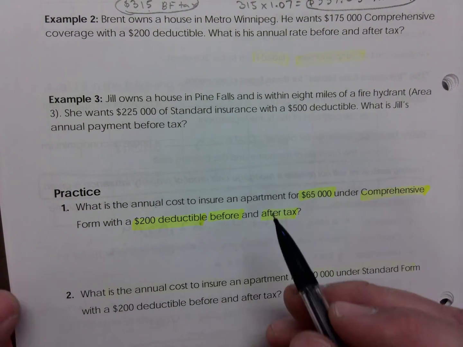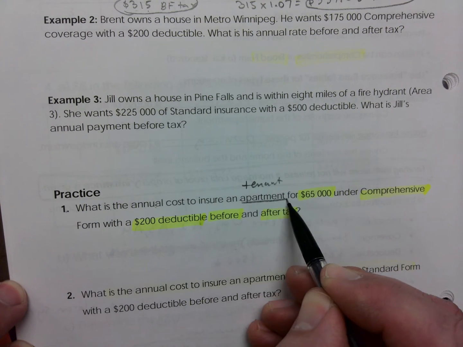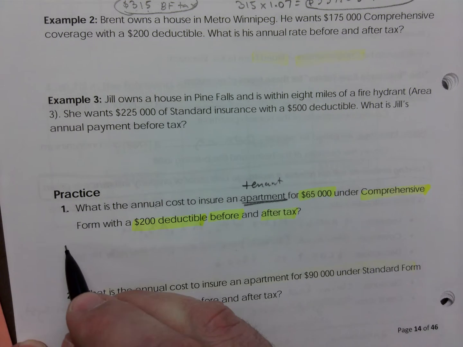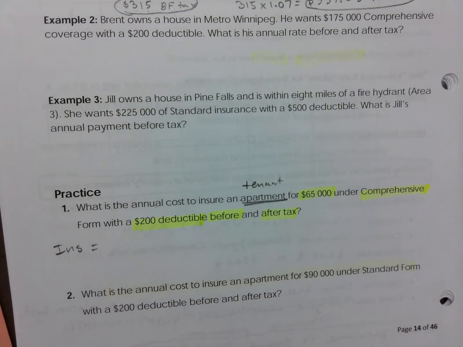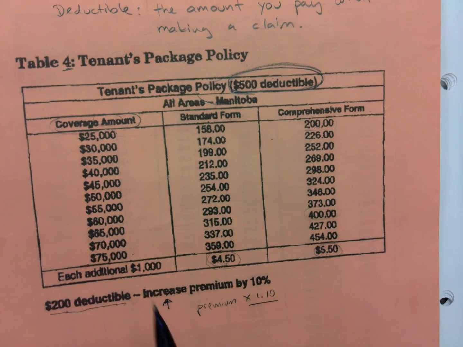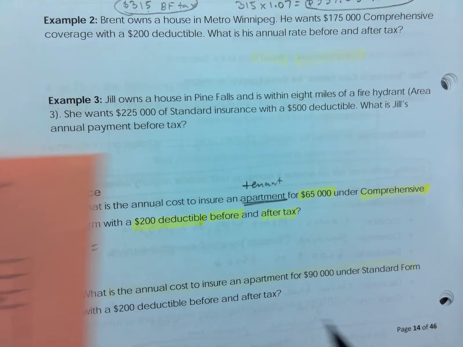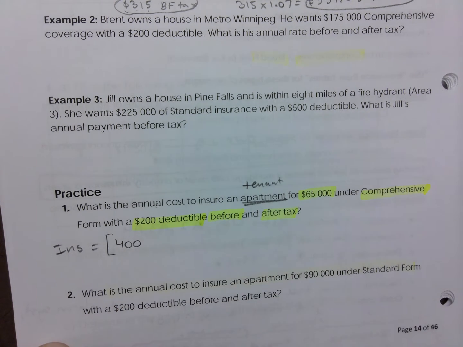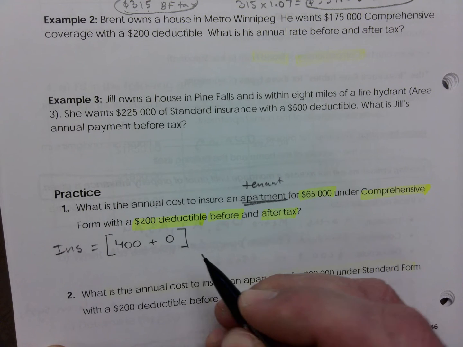So this is an apartment, right? So this will be tenant insurance because of this. So we're sticking to that easy chart, okay? So let's use our formula. Insurance is equal to table rate. You grab this, 65,000. In this case, we want comprehensive. So it's $400 that we write down. Are we over by any chance? No, we're not. We didn't even get to the 75,000, right?